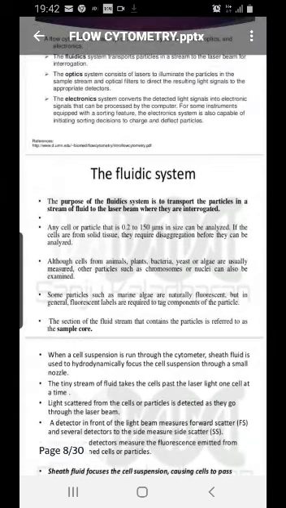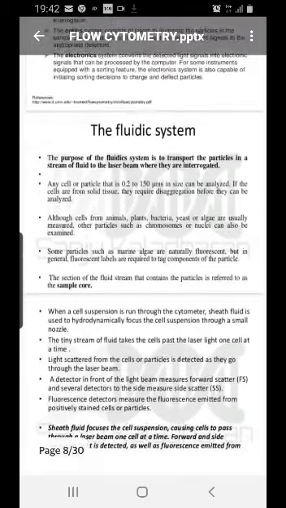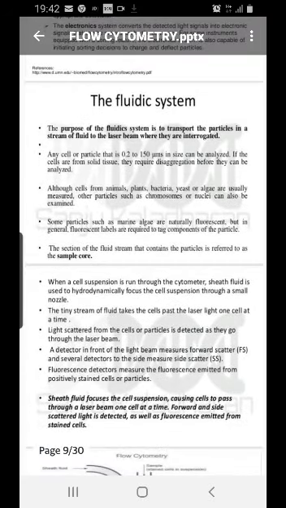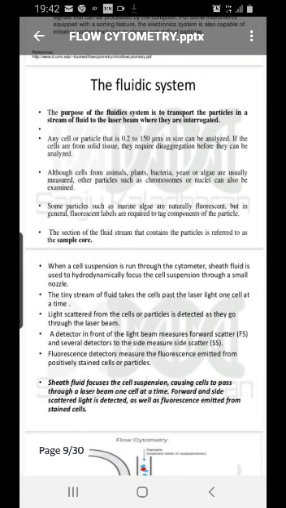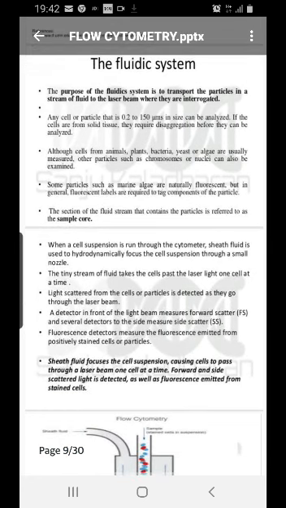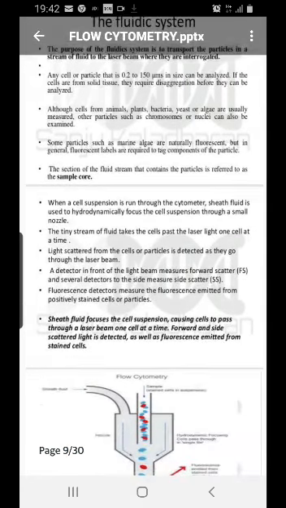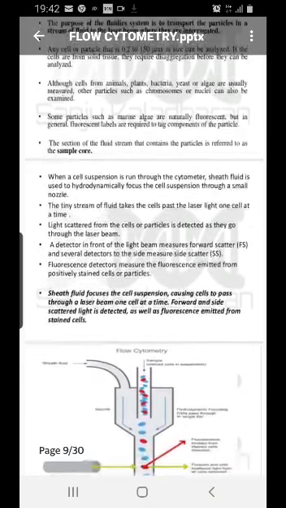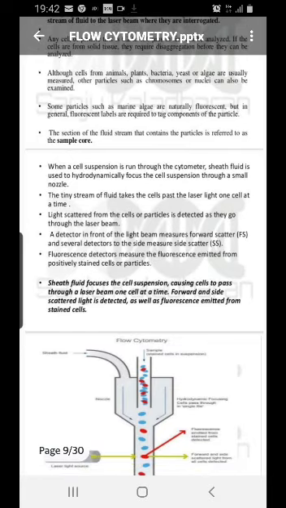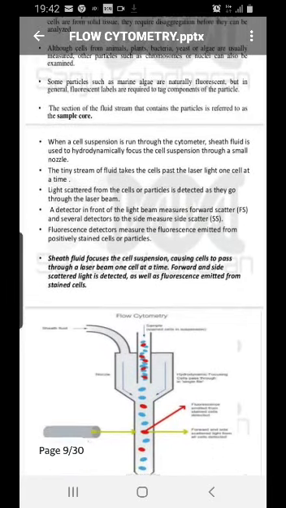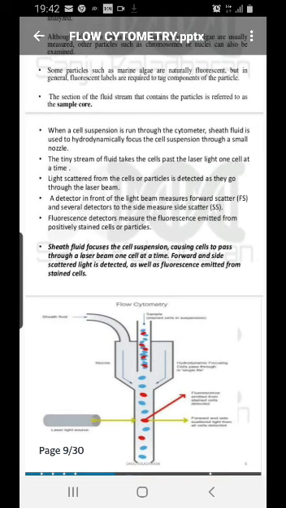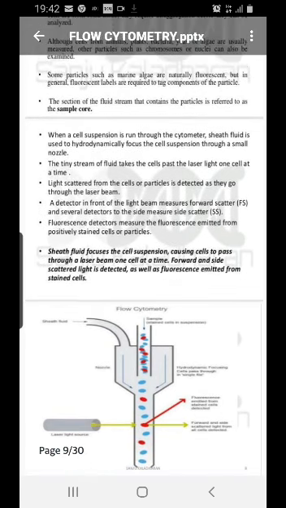This fluidic system is the one which transports the particles in a stream of fluid to the laser beam where they are interrogated. All these particles or cells are between 0.2 to 150 micrometers in size, and if there is a solid tissue, it will get disintegrated before it is analyzed. If it is a bacteria or a fungi which has a chromosome or nuclei, it can also be examined. Some particles, like some algae, emit fluorescence themselves.